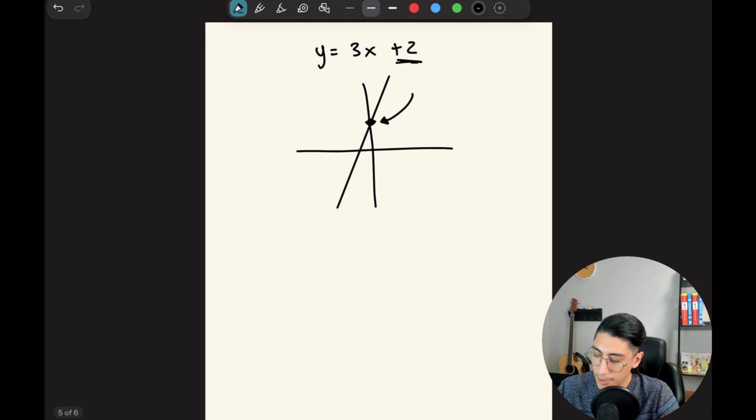Now, this point of intersection, we call that the solution to the systems of equations. So it's the point where they both have the same value. So they both have the same x and y value just at that single point. So in this case, we have one solution.